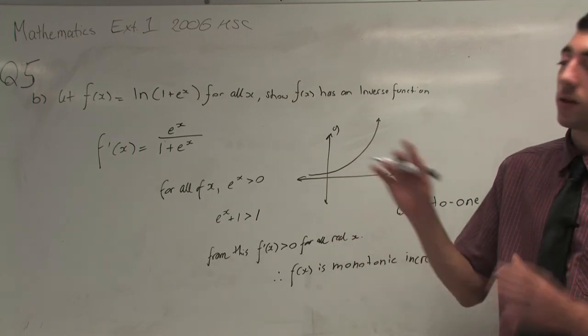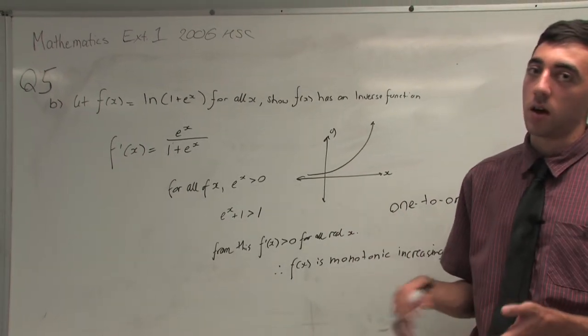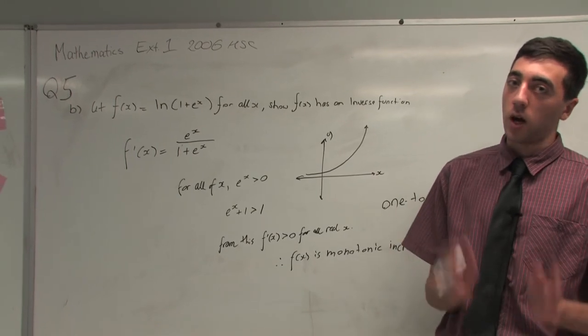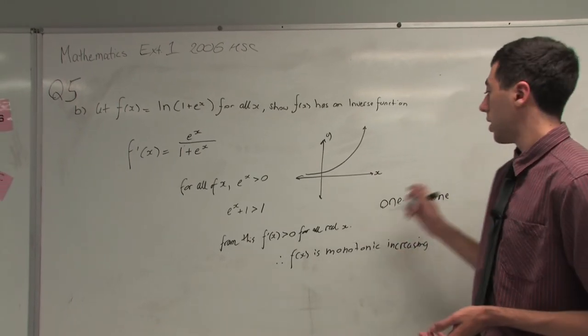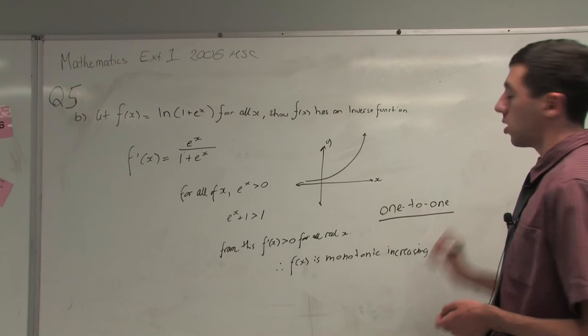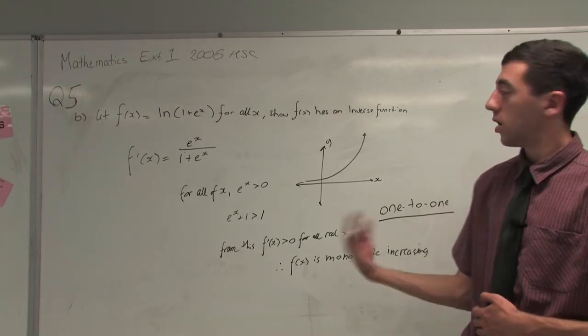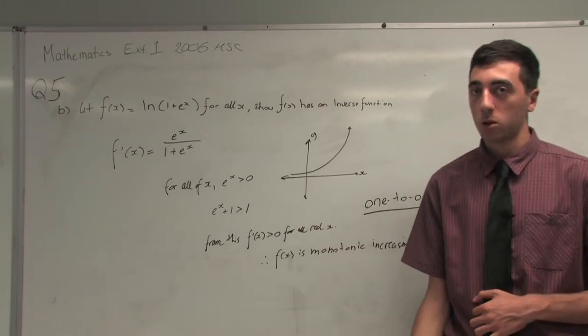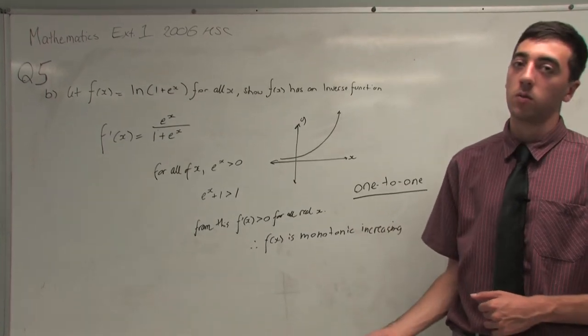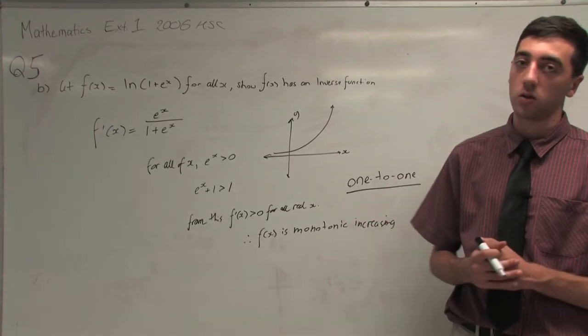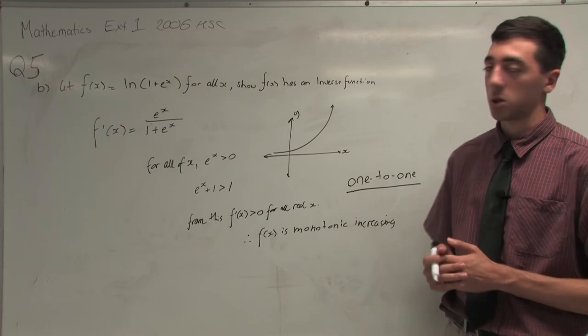So if we flip it, as we do with our inverse, that means that every y value has a single x value. So that means that its inverse will also be one-to-one. Thus, f(x) has an inverse function, because its inverse is always one-to-one too. So that's pretty much how you do that problem.